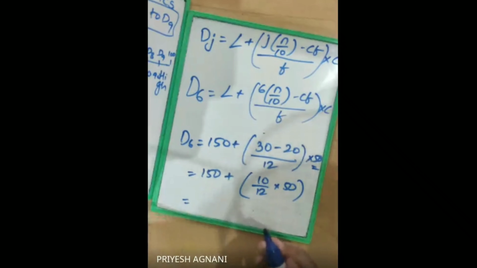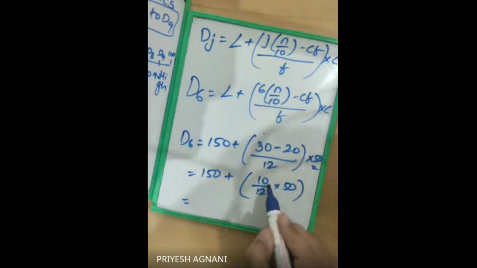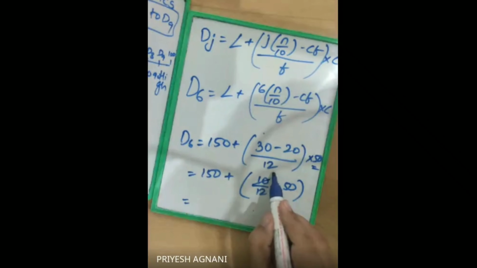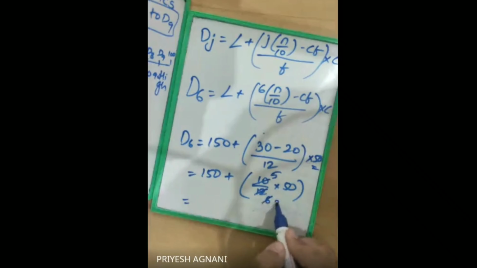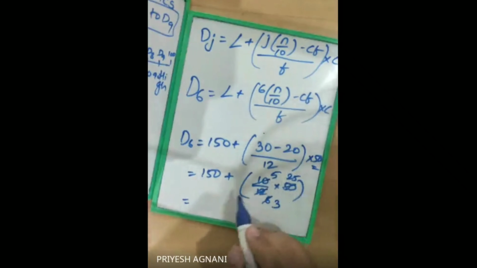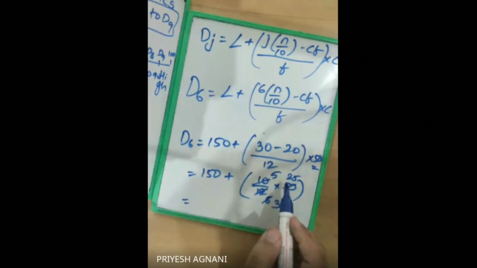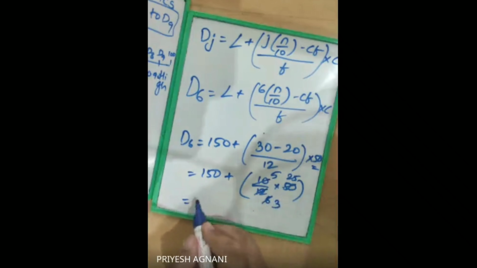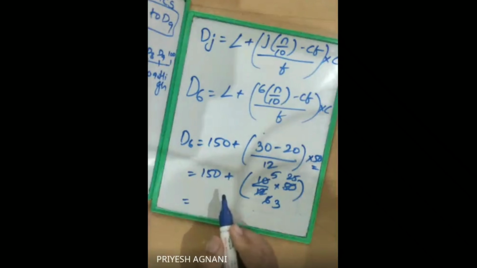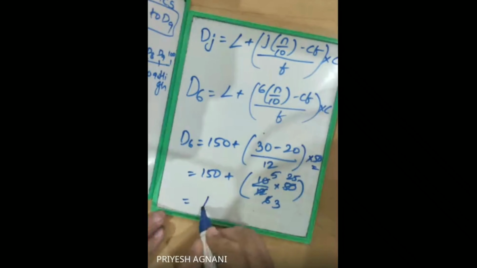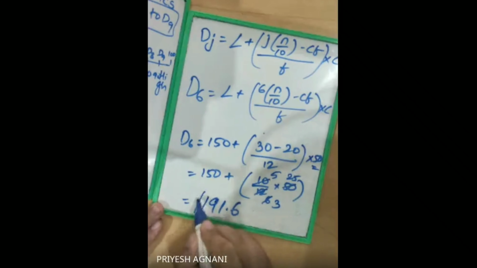When you solve this, at that time, you have to reduce: 2 5s are, 2 6s are, 2 3s are, 2 25s are. So this will be 5 multiplied by 25, that is 125, divided by 3, you get 41.6. 150 plus 41.6, it comes up to 191.6. This will be your answer.